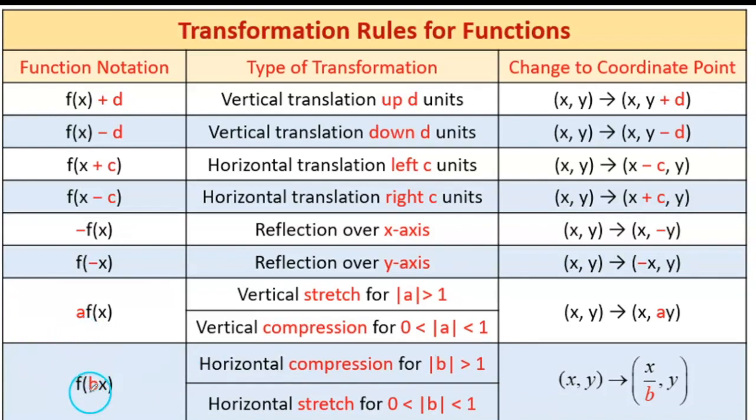What about if I have a value inside with my function, with my x? Then what happens is, let's go back again. The absolute value of that number, if it's greater than 1, there's going to be a compression, but horizontally. I'll show you on my Desmos in a minute.